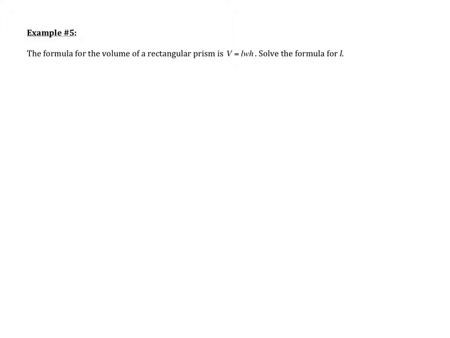The formula for the volume of a rectangular prism is V equals L times W times H, and they want us to solve the formula for L. So the first thing I'm going to do is just write it down. So V equals L times W times H. Notice I'm writing my L as a cursive letter, so I'm not confusing it with a 1 or a 7.